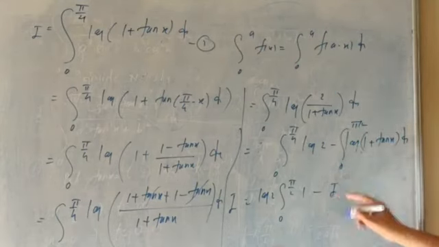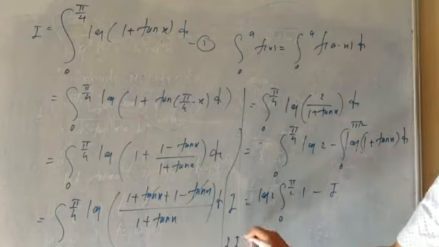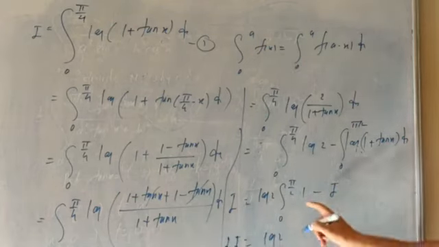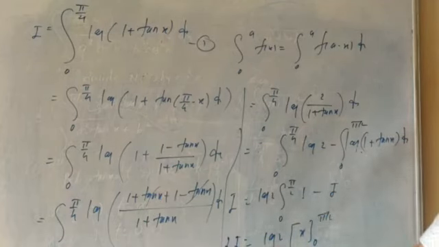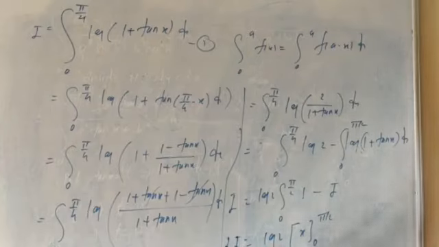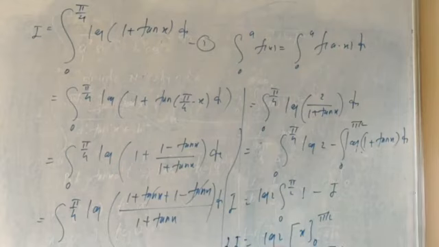So this is nothing but I, this becomes 2I, so 2I is equal to log 2 times the integration of 1, which is x, from 0 to pi by 2. So the final answer gives I is equal to 1 by 2, log 2, and pi by 2 minus 0. So this is pi by 4, pi by 2 into 1 by 2. So pi by 4 log 2 should be the answer.